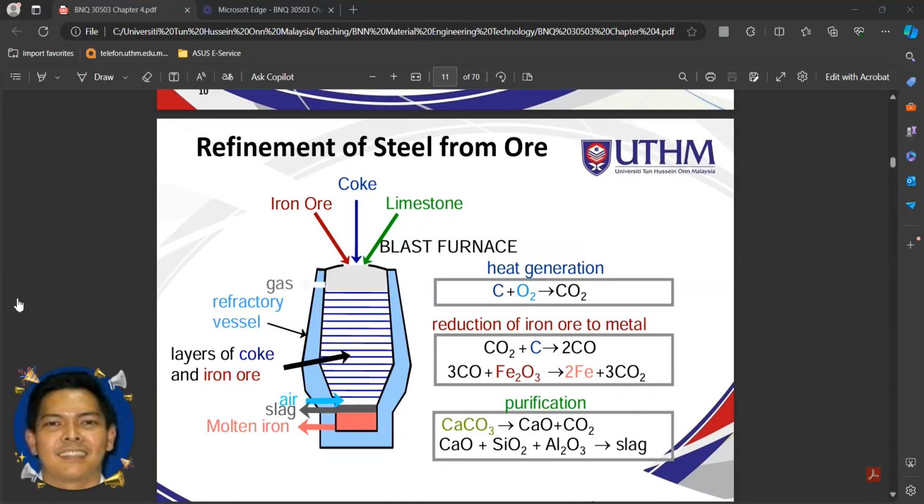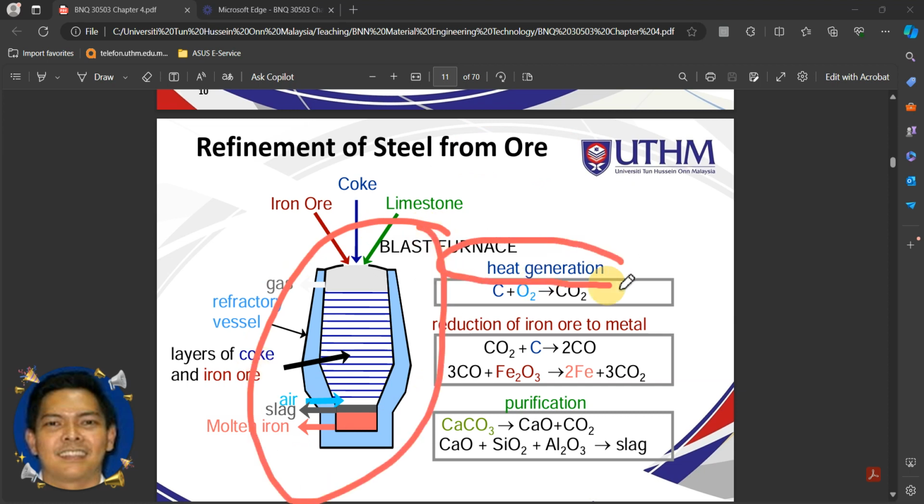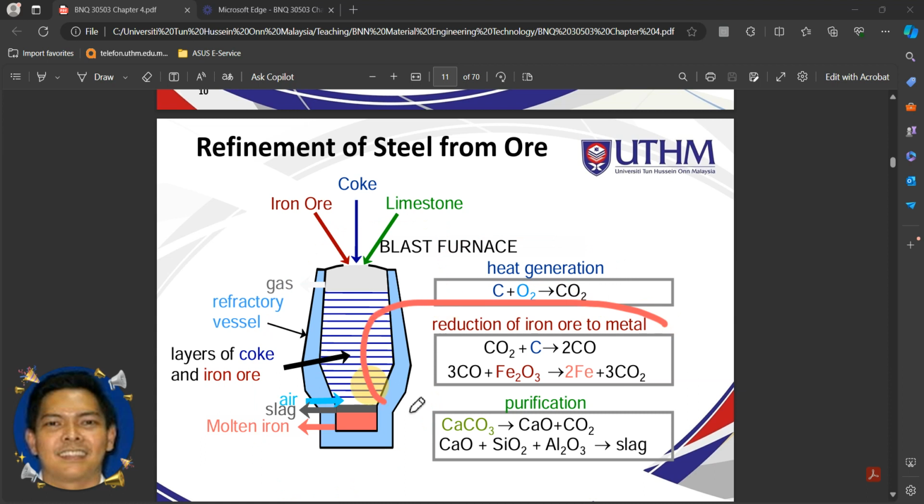Refinement. This diagram shows you the refinement of steel from ore. You can see here how the raw material is inserted into the blast furnace, and in this type of processing, heat generation occurs producing CO2, and the reduction of iron ore to metal occurs via this type of reaction, and then it is further purified, producing byproducts in the form of slag.